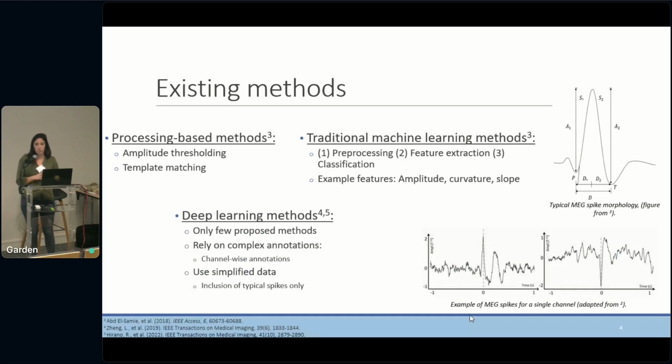Deep learning allows us to automatically extract optimal features for the task, so we don't have to give any a priori information. The model learns the information by itself during the training. So there were a few methods proposed. However, they mostly rely on complex annotations, so channel-wise annotation of the spikes, and they were mostly tested on simplified data, so only typical spikes were included.